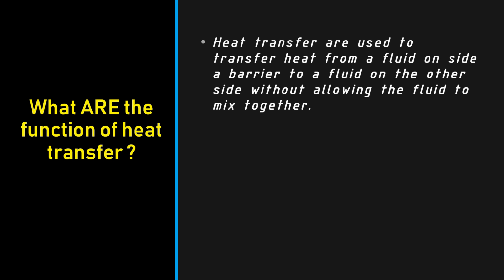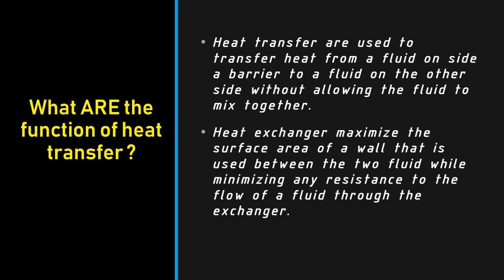What is the function of heat transfer? Heat exchangers are used to transfer heat from a fluid on one side of a barrier to a fluid on the other side without allowing the fluids to mix together. Heat exchangers maximize the surface area of a wall that is used between two fluids while minimizing any resistance to the flow of a fluid through the exchanger.